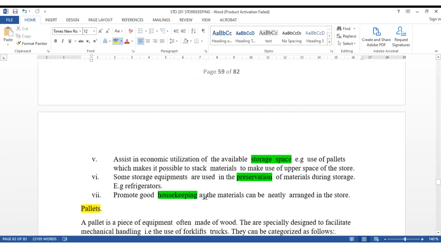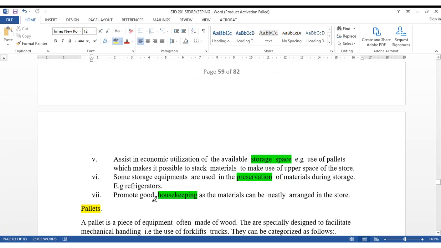Fifthly, it assists in economic utilization of available storage space. For example, the use of pallets makes it possible to stack materials one over the other. Also, some equipment can be used for preservation of materials during storage. For example, refrigerators can preserve especially perishable materials and give them a longer shelf life. And lastly, it promotes good housekeeping as materials can be neatly arranged in the store.